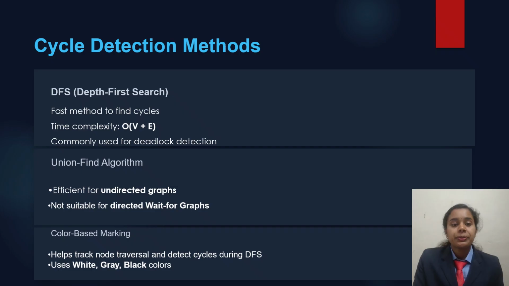Next is the union find algorithm. It is effective in undirected graphs and not suitable for the directed wait for graph. Next one is color-based marking, that helps to track nodes, traversal and detect cycles during DFS. It uses white, gray and black colors.